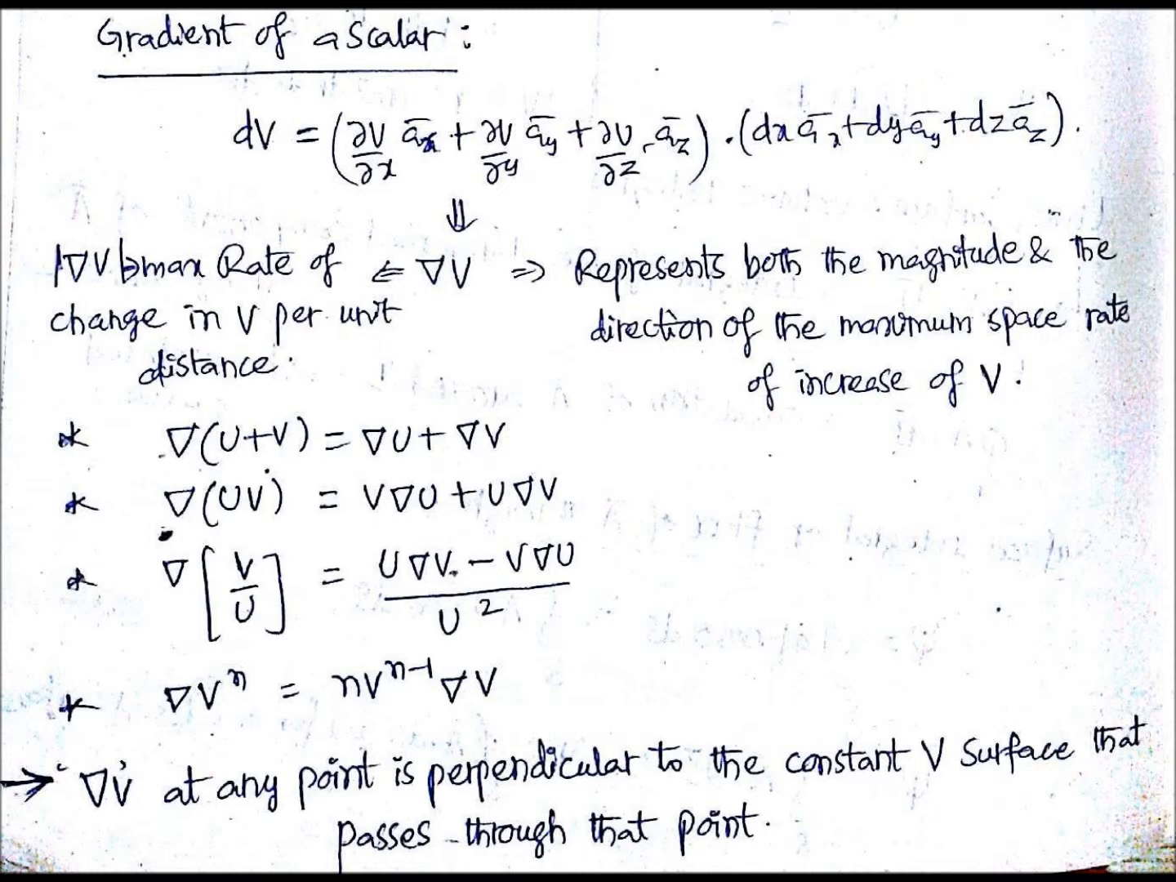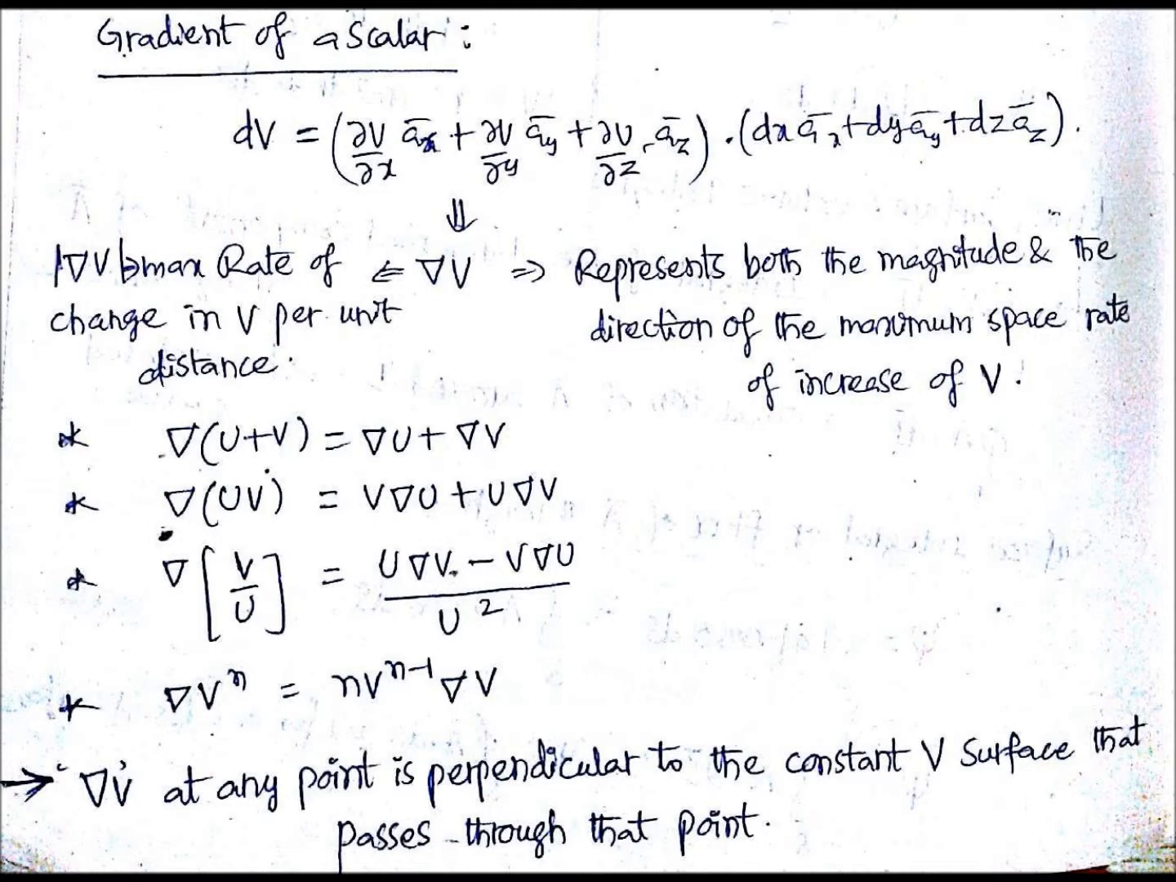And these are the properties of gradient. That is, gradient of u plus v is nothing but gradient of u plus gradient of v. Similarly for a product you have one formula, for division you have one formula, and for power n also you have a formula. All these you can easily get if you derive them. Okay, you just go through them.